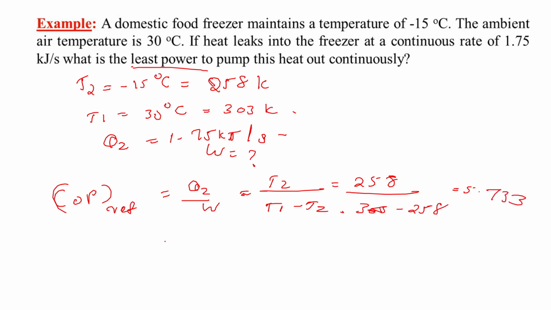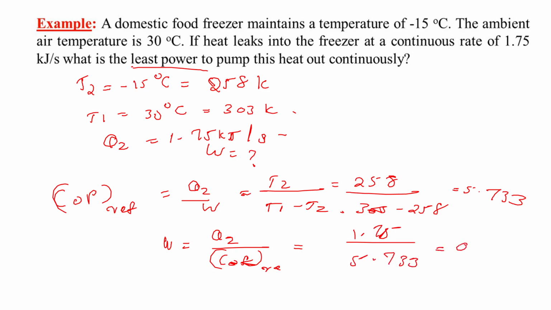Okay, now you can equate this. W we can write as Q2 divided by COP of refrigerator. So it will be 1.75 divided by 5.733. So your answer will be 0.3052 kilowatt.